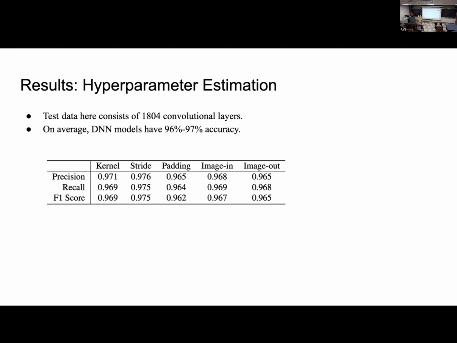And for the hyperparameter estimation, here is the result of over 1,000 convolutional layers. We can see that for convolutional layers, the 5 different hyperparameters, the accuracies, all of them are very high here. They are all higher than 96%. But actually, in this paper, they also do not mention other layers' results, like the batch norm layers or other layers. They only mention the convolution layers here.